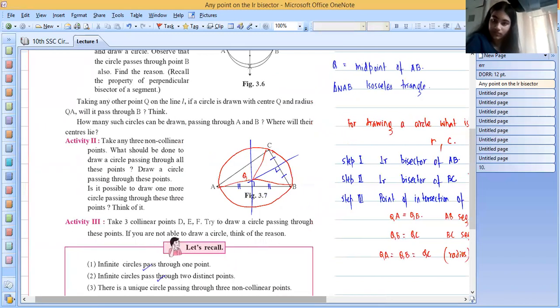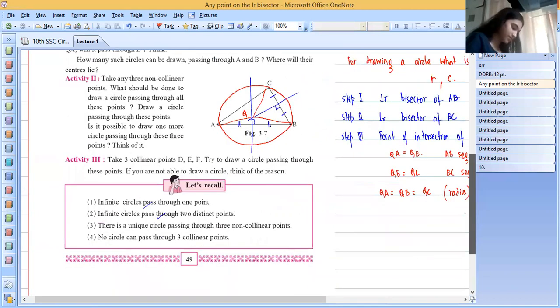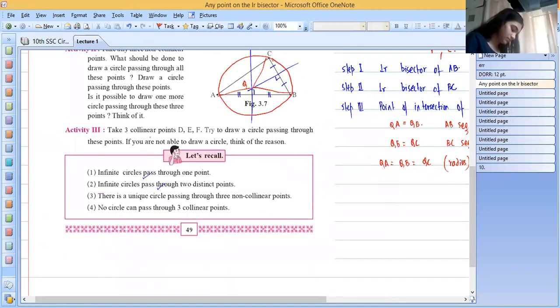Okay, now let's look at activity 3. No circle passes through three collinear points.